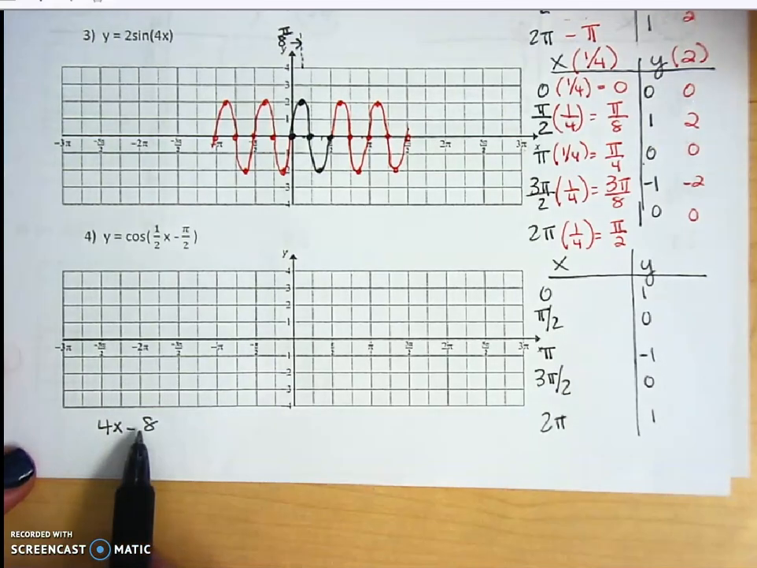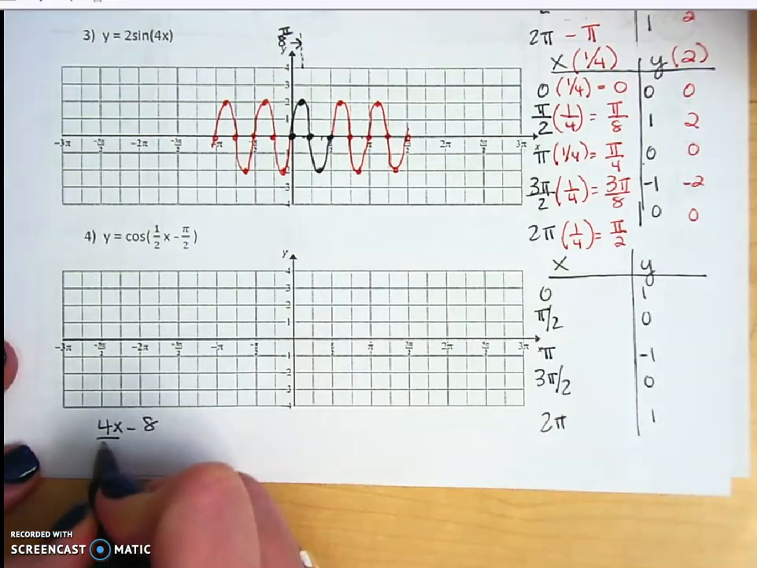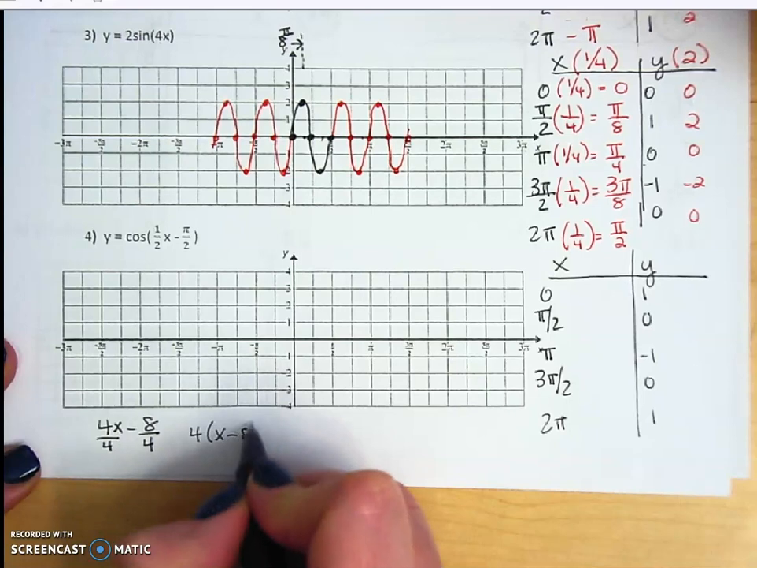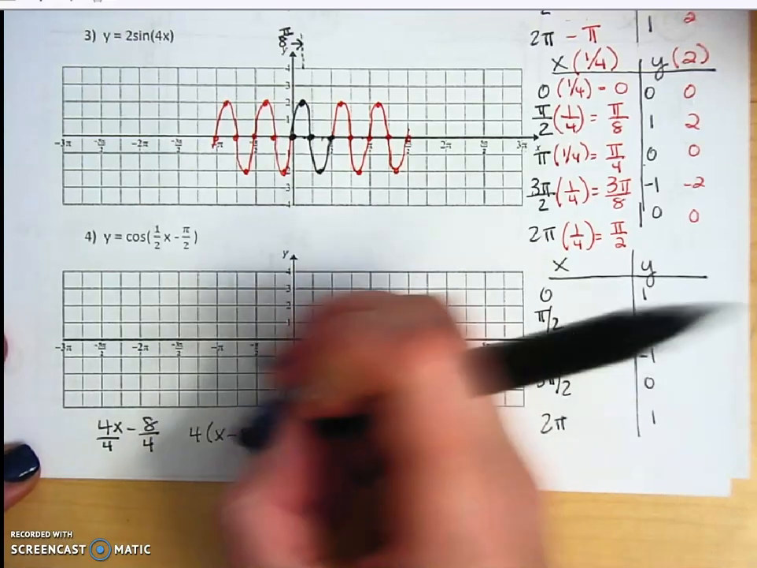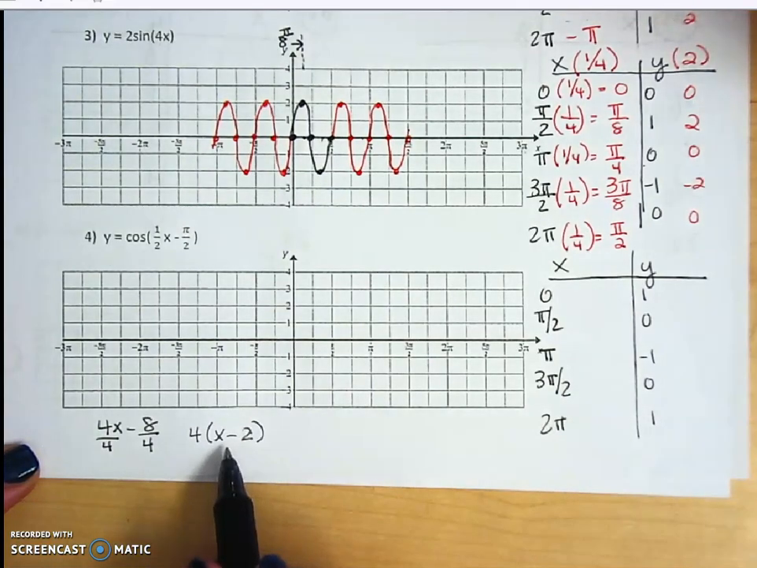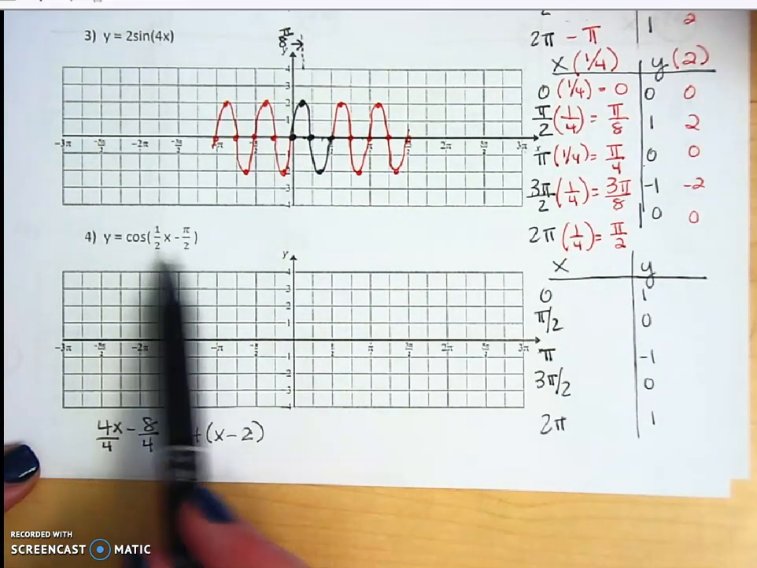And real quickly, here's what I mean by GCF. If you had this situation, 4x minus 8, and I asked you to take a GCF, you would notice that they both have a 4 in common. You would divide that out, and you would write it as 4 times x minus 2. Now that's what we're doing here, just with a fraction.